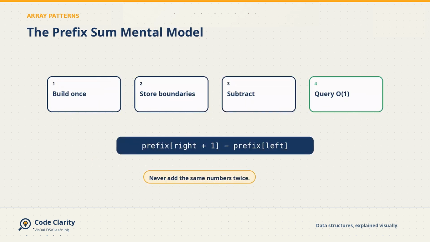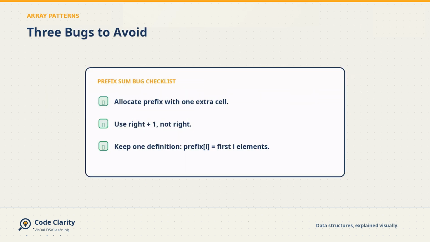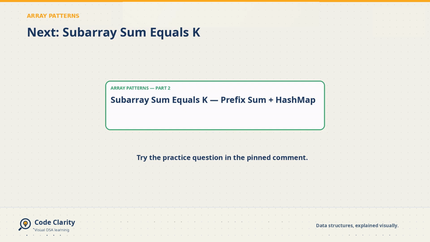The mental model is simple. Build cumulative totals once. prefix[i] stores the first i values. For an inclusive range, subtract prefix[left] from prefix[right+1]. That gives O(1) time per query after one O(n) build. Prefix sum is not about adding faster. It is about never adding the same values twice.